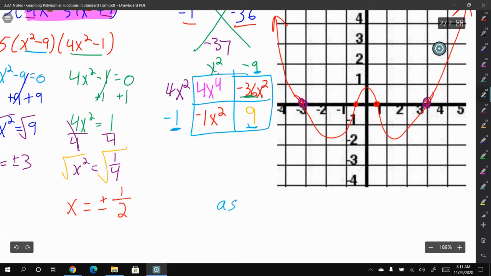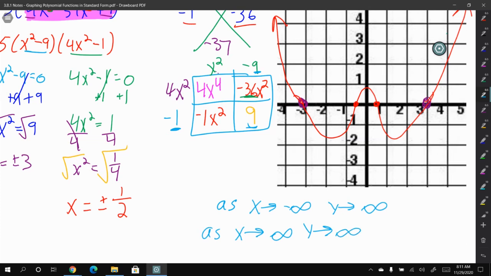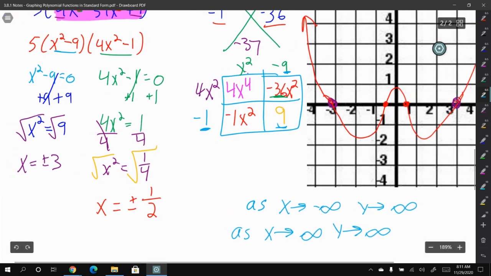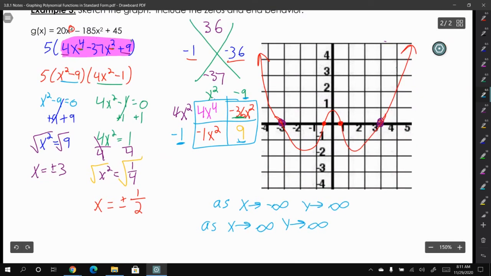So as x approaches negative infinity, y is going up to positive infinity. And as x approaches infinity, y is approaching infinity as well. So one of the drawbacks of not putting it in factored form is that it's hard to see if we're going to bounce or cross at your x-intercepts. So this is one way to do it. It's a little bit less work, but it's easier to miss your repeated x-intercepts for bouncing and crossing.